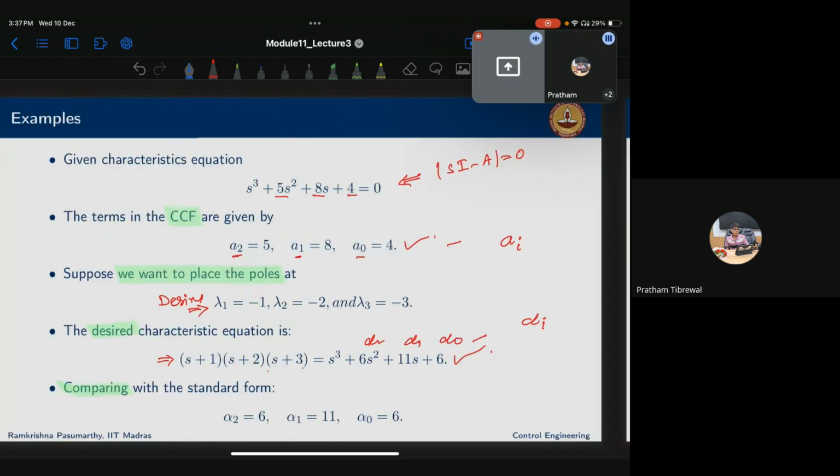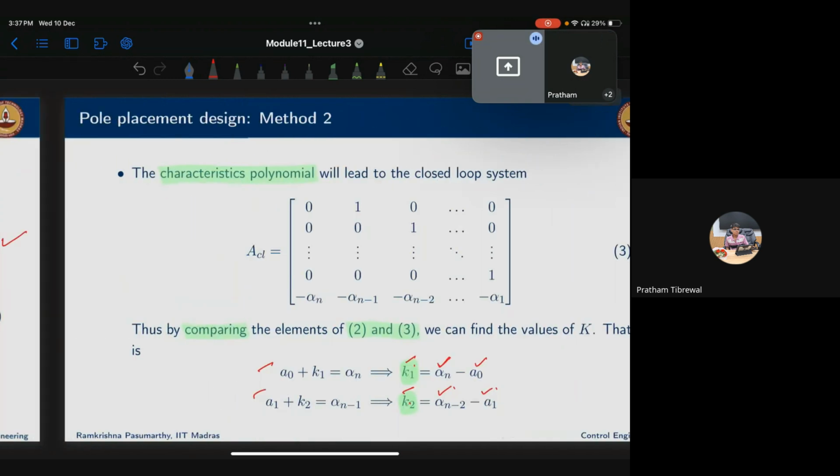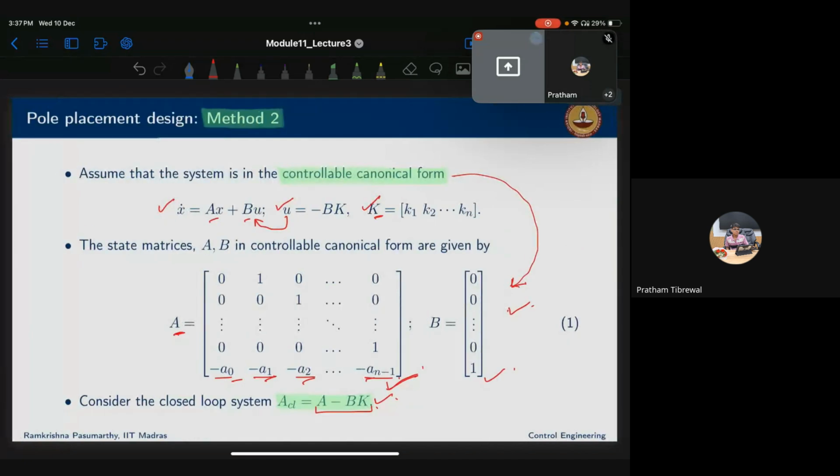So this is another way, if your A matrix is given in the controllable canonical form. Controllable canonical form means simply you have these coefficients here, and the rest of the terms are like this. So in a proper way: 0, 1, 0, 0, etc.; 0, 0, 1, 0, etc.; 0, 0, 0, 1; and the last row has the coefficients. So this is called the controllable canonical form.